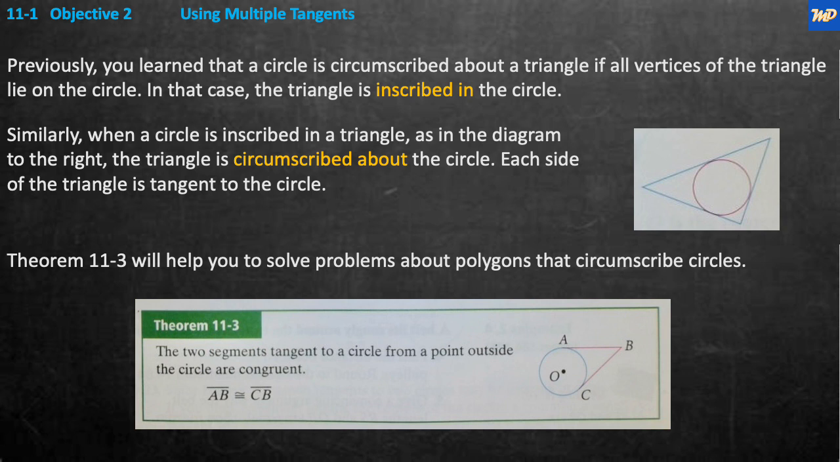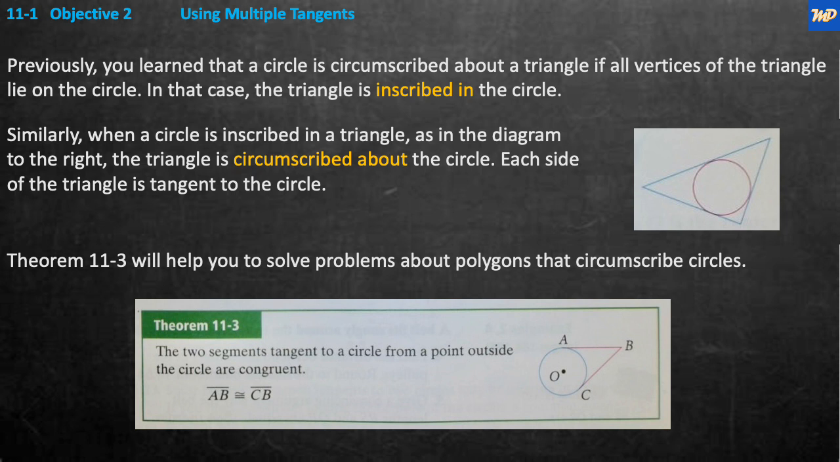So that's the key here, is that when you have a triangle like this, all these sides are tangent. The circle is inscribed within, so that means that those are all tangent points where they touch. Okay, Theorem 11-3 will help you to solve problems about polygons and circumscribed circles. And we'll see that a lot in the future as we move forward.